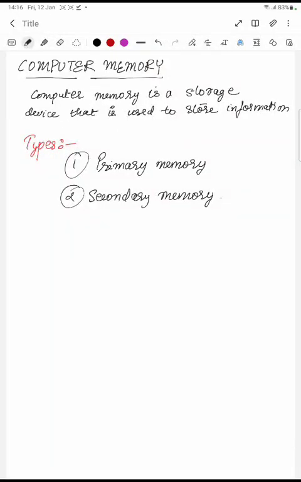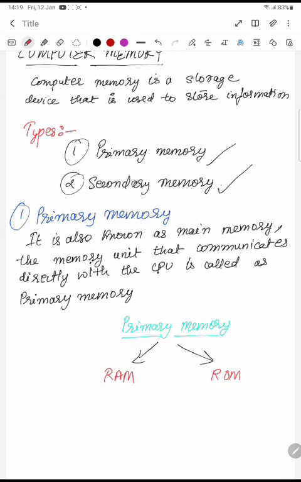Students, in today's video, we are going to discuss computer memory and its types. Computer memory is nothing but a storage device that is used to store information, okay? Its basic function is that whenever we want that information, we can retrieve it from our computer memory. There are two basic types of memory. First one is primary memory and second one is secondary memory. Let us start with the primary memory.